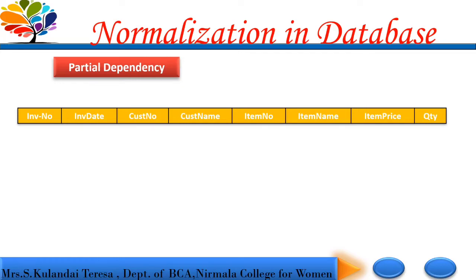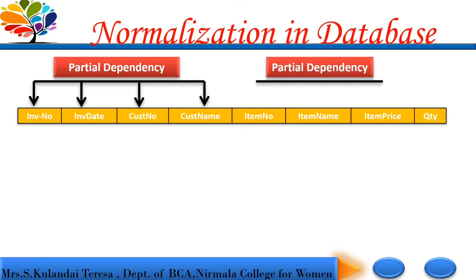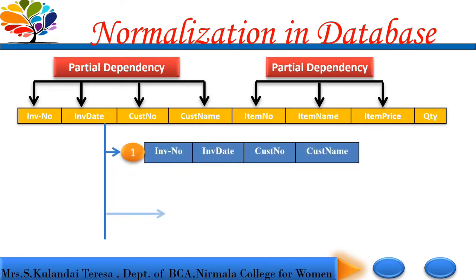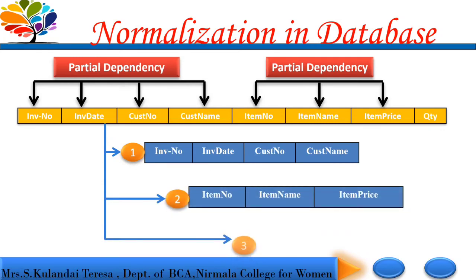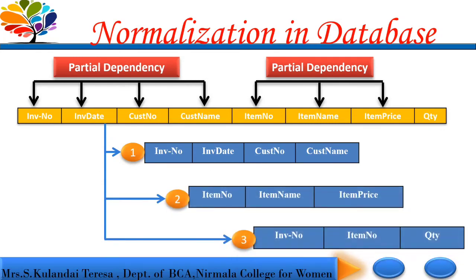In second normal form, the table is split up into three, removing partial dependency. First table: invoice number, invoice date, customer number, customer name. Second table: item number, item name, item price. And third table: invoice number, item number and quantity.